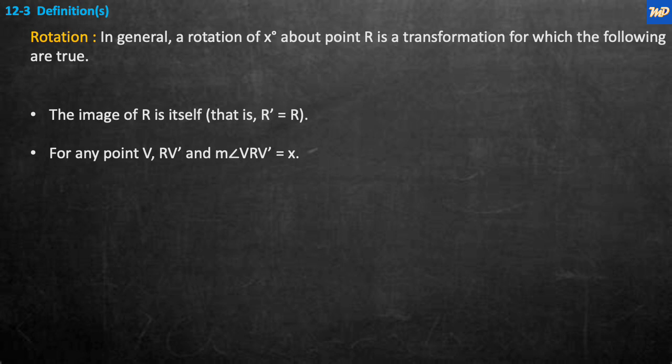Okay, to start off, we'll look at a definition, and that's a rotation. In general, a rotation of x degrees about point R is a transformation for which the following are true. First, the image of R is itself, that is, R prime equals R. And for any point V, RV prime equals RV, and the measure of angle VRV prime is equal to x. We'll see more of that during the review.